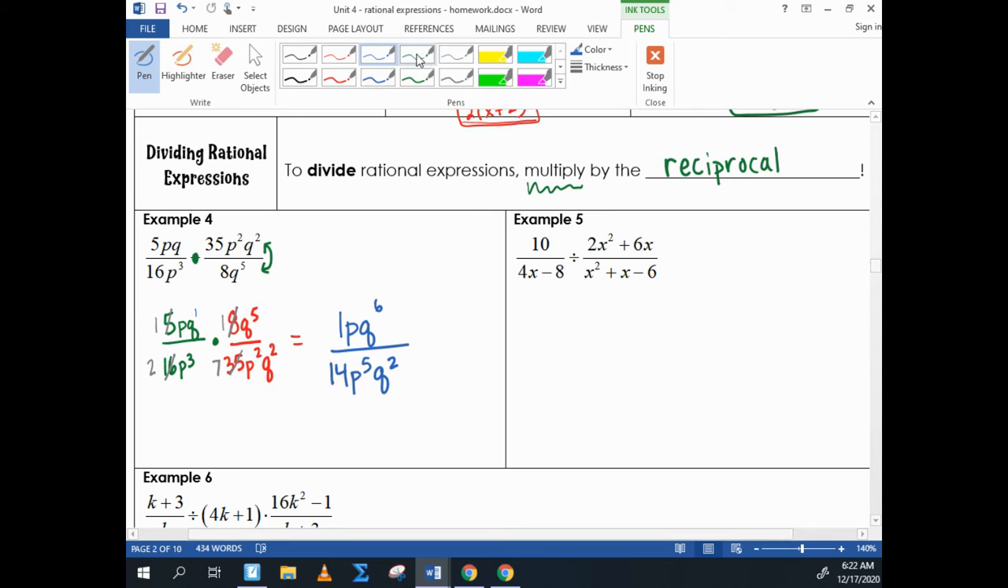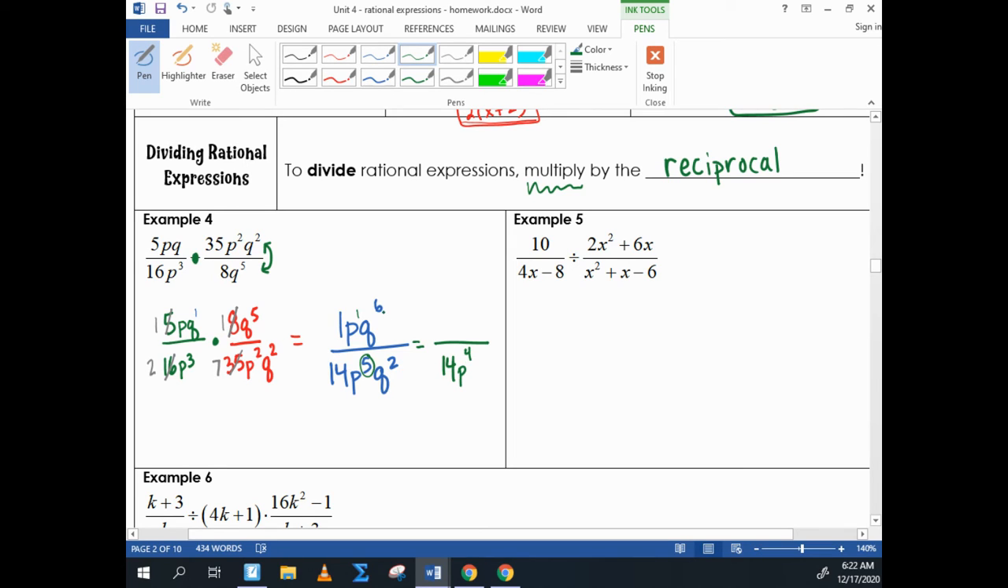Okay, clean it up one more time. Notice you don't want p's and q's in the top and the bottom. You only want them one place. I don't even need to write the 1, so I'll just put a 14 down here. When I look at my p's, we're subtracting. There's just 1 up there. So 5 subtract 1 is 4. Notice there were more down here in the bottom, so we're going to put that p to the 4th in the bottom.